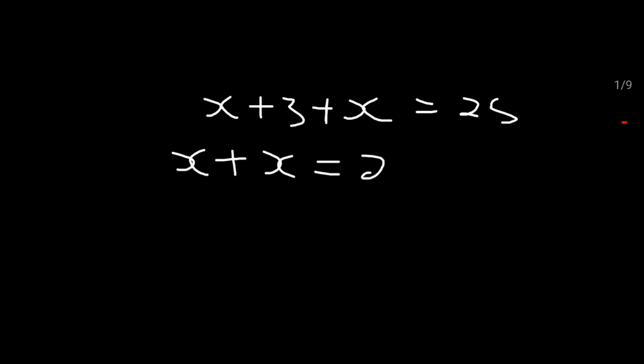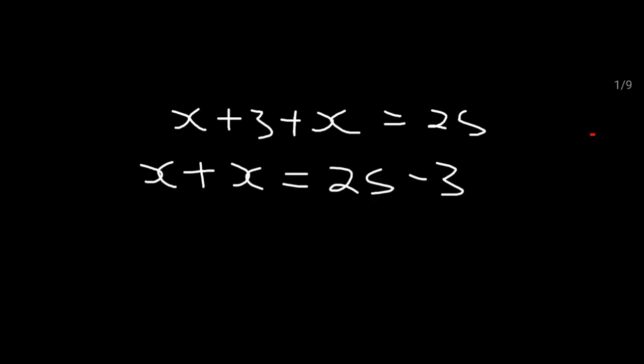Then I'm going to have equal to 25, and then transpose this positive 3. I'm taking it to the other side. Now it will cross the equal sign, and therefore it will change its sign. It becomes negative 3, or minus 3. Now we have x plus x, and we know that these are like terms.